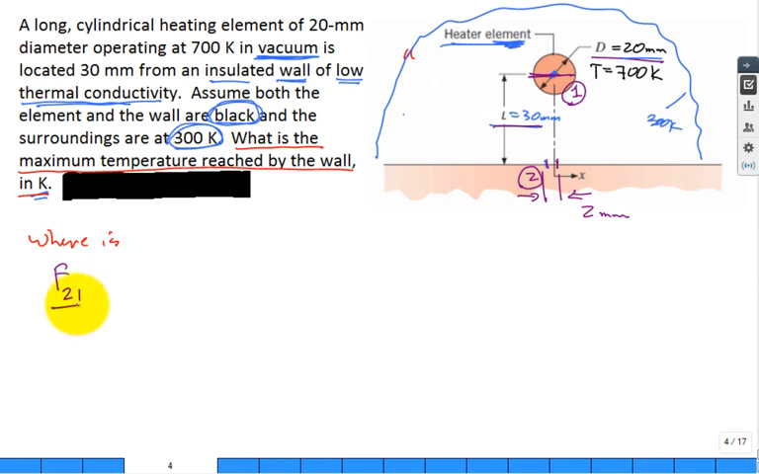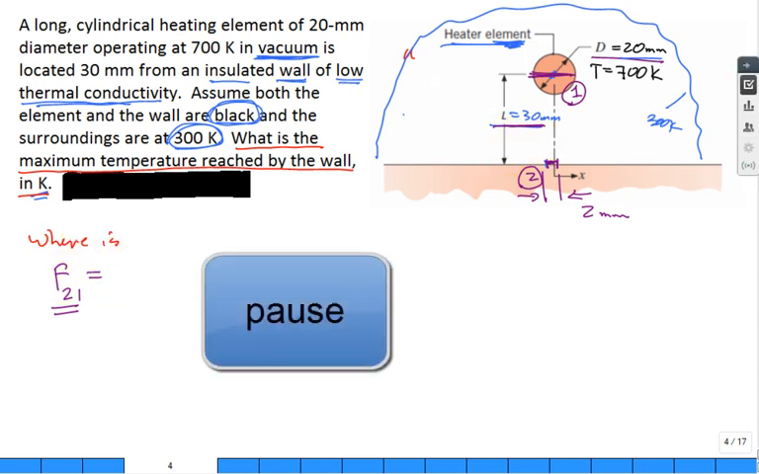Let's go 2 to 1, where 2 is this little strip down here that's 2 millimeters wide, and up here we have a 20 millimeter diameter, infinitely long heater element located 30 millimeters above. All right, so input that.